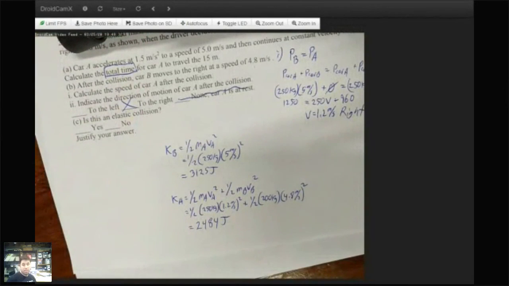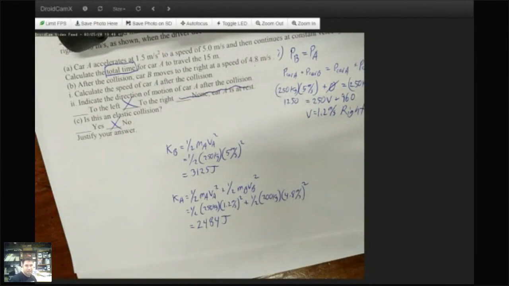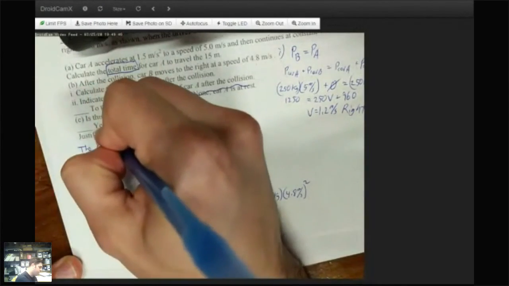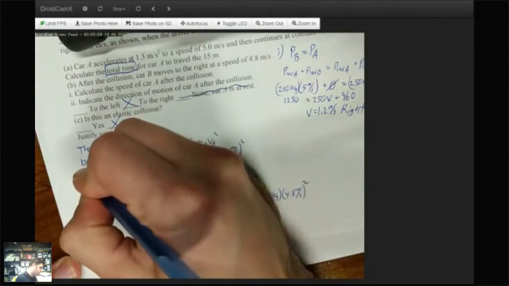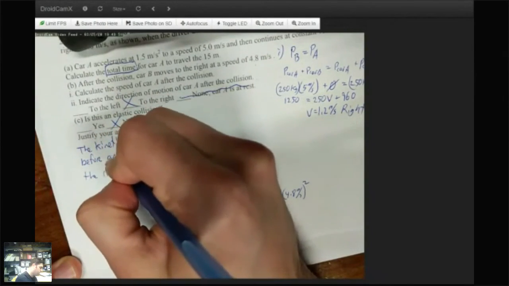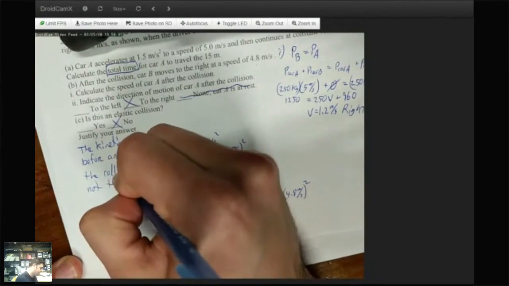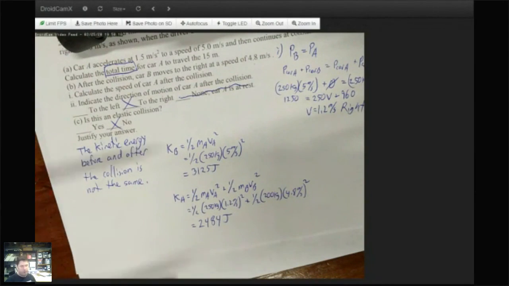All right. So, with that in mind, is this an elastic collision? Our answer is no, it is not. And our justification for this: kinetic energy before and after the collision is not the same. And there's my justification right there. And if they ask for a paragraph, we'll throw the numbers in and stuff like that. But yeah, there we go.